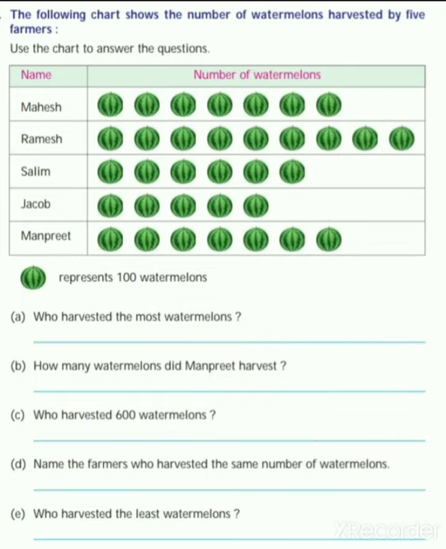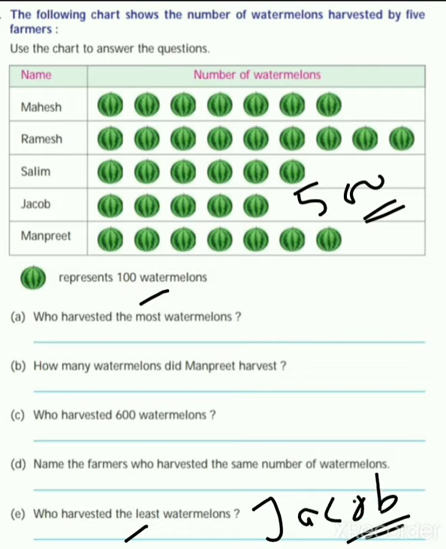Now, the fourth last question is, who harvested the least watermelon? Least means minimum number of watermelons. Most means maximum number of watermelons, and least means minimum number of watermelons. So you can see in the picture, the 5 is the minimum number. Okay, it means Jacob harvested 500 watermelons. So the answer is Jacob. Jacob harvested the minimum number of watermelons.